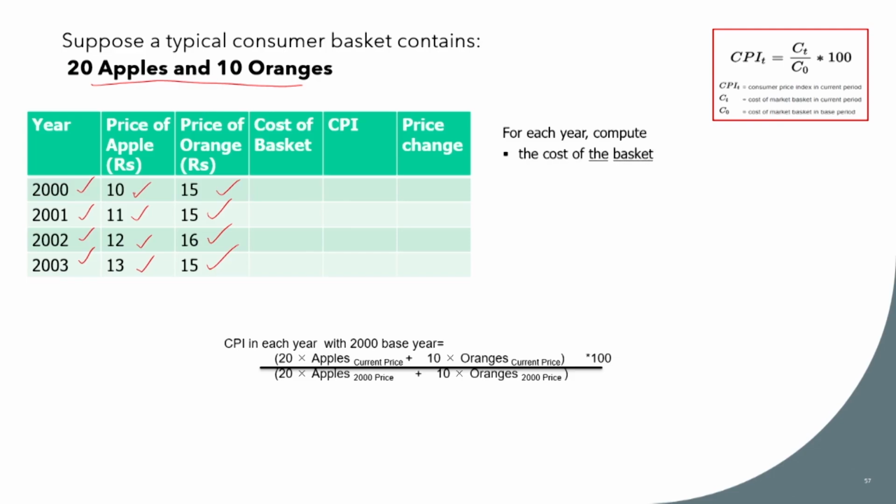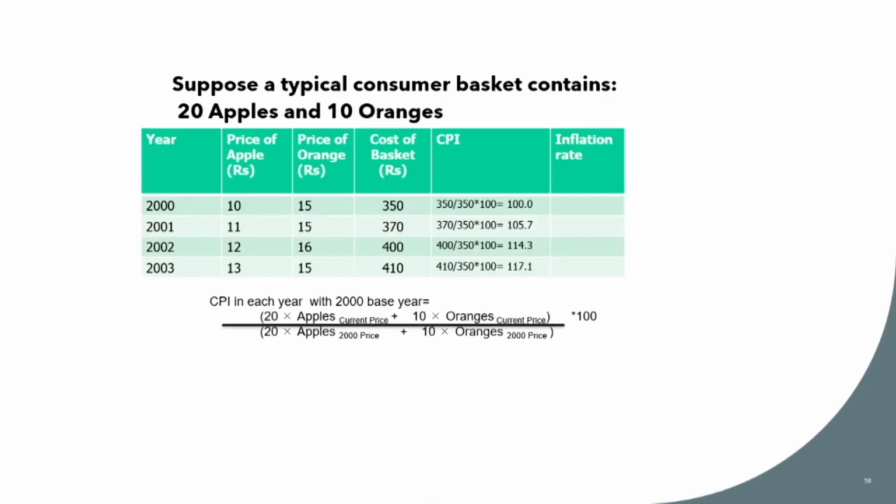So for each year you need to calculate the cost of the basket and the CPI, using 2000 as the base year. Then the price change from the preceding year. To calculate that, just complete this procedure: the cost of the basket is the quantity multiplied by the price in the respective year.